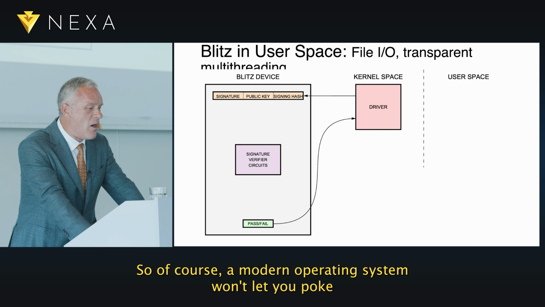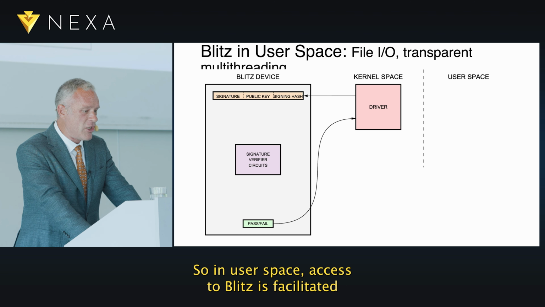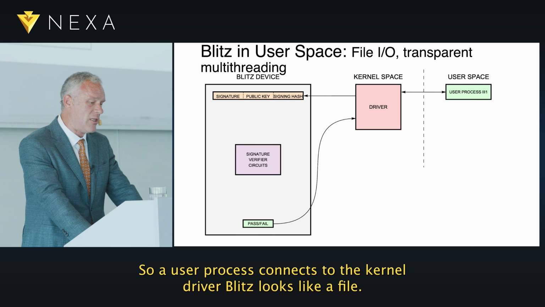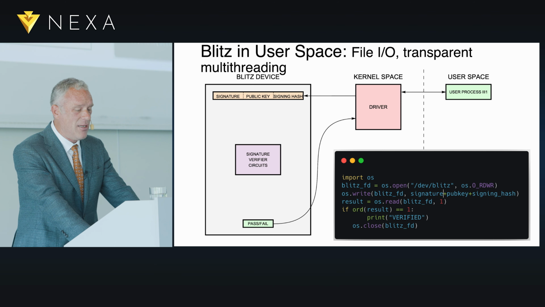Of course, a modern operating system won't let you poke around physical memory. So in user space, access to Blitz is facilitated through a kernel driver. That makes it even easier. A user process connects to the kernel driver, and Blitz looks like a file.